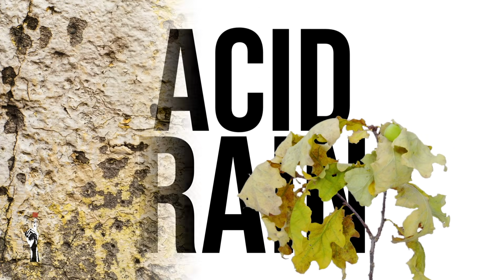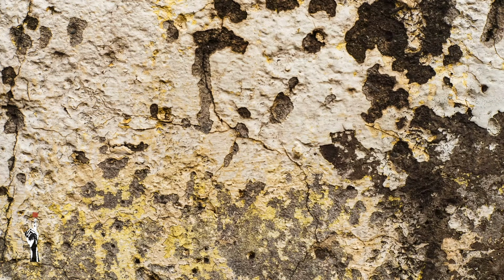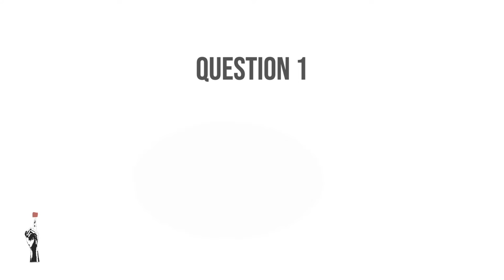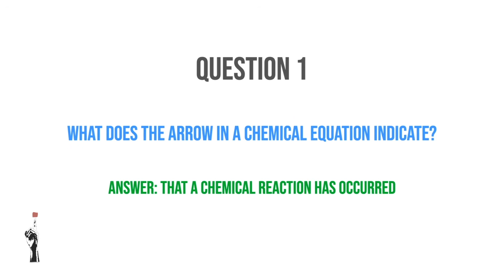Acid rain can cause paint to peel off buildings or make stone statues look older and weathered, thereby decreasing their value. This is a form of corrosion. Let's test your knowledge regarding the reaction between nonmetals and oxygen by answering the following questions. Our first question: what does the arrow in the chemical equation indicate? If your answer is to show that a chemical reaction has occurred, then you are correct.